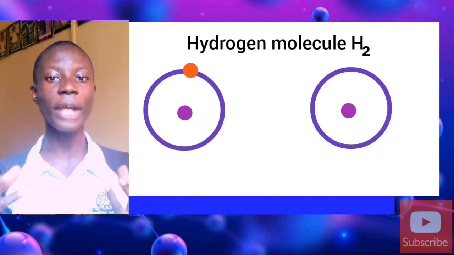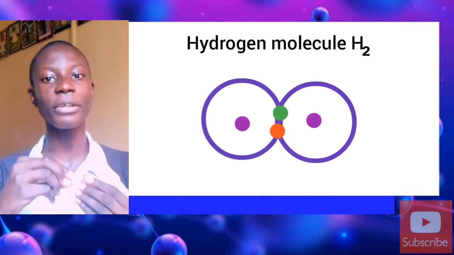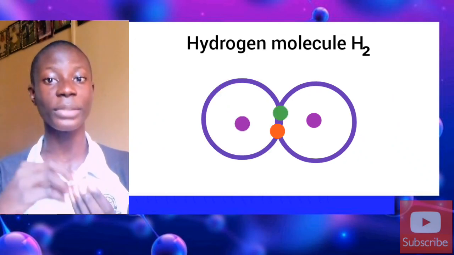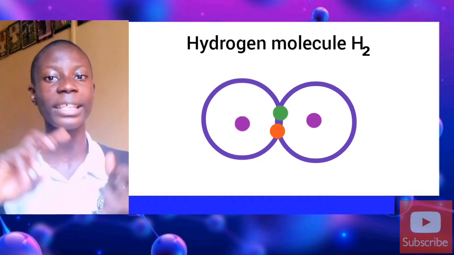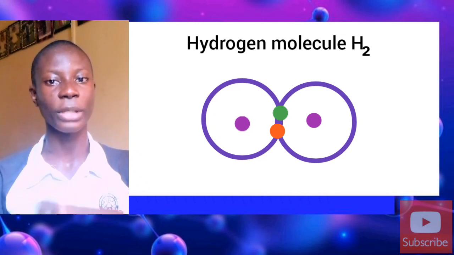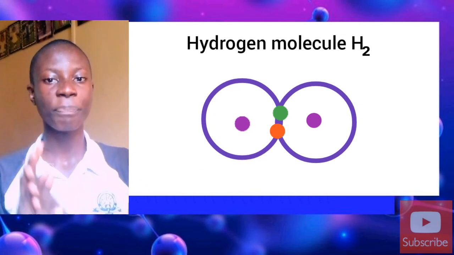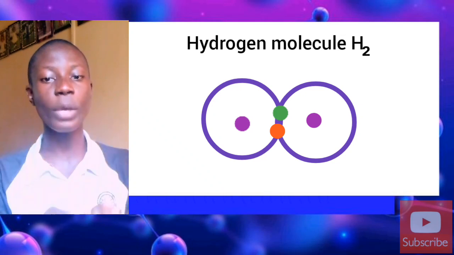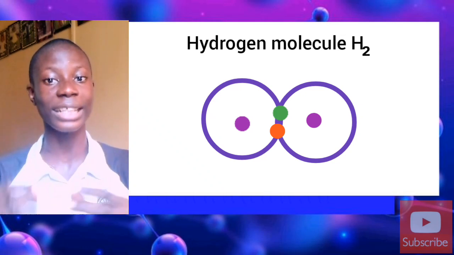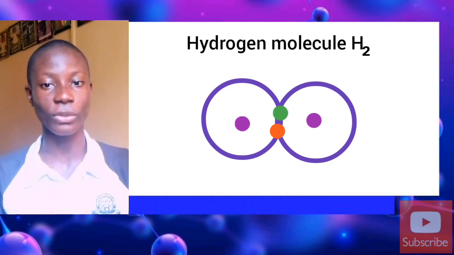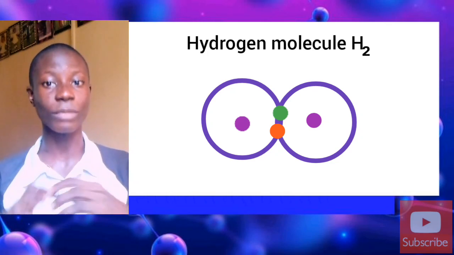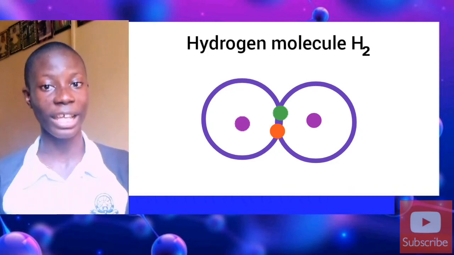So the two hydrogens are going to combine, and each hydrogen atom is going to allow its electron to overlap in the electron shell of the other atom. You can see that when they combine, both of them now have 2 electrons in their atomic shell, since they are sharing their electrons. So that's how the covalent bond works. It works by sharing of electrons.